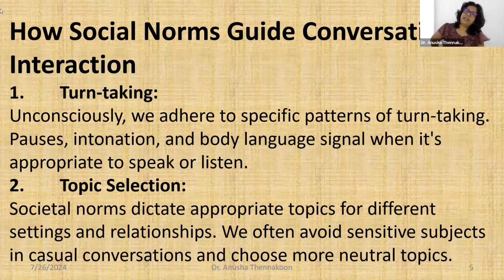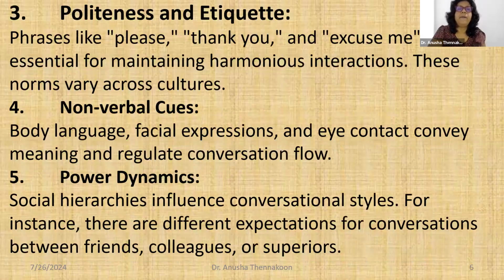Then societal norms dictate appropriate topics for different settings and relationships. We can't talk about anything at any time. It's not like that. What we talk about at a wedding cannot be spoken at a funeral. We often avoid sensitive subjects in casual conversations and choose more neutral topics. If you are talking in a normal conversation, we should always avoid sensitive subjects. We have to avoid sensitive subjects in casual conversations. Okay, we'll go to the next.